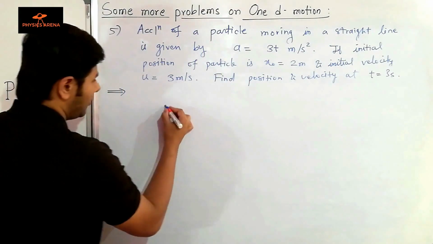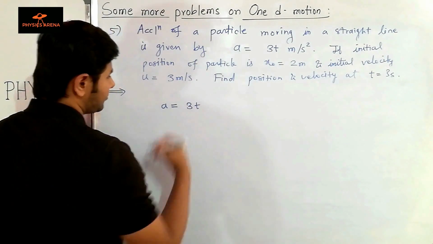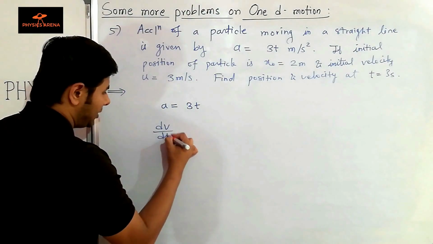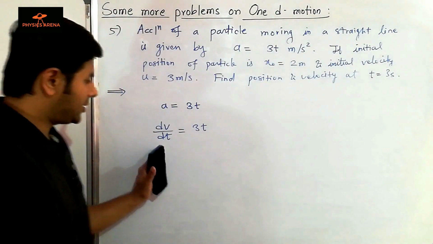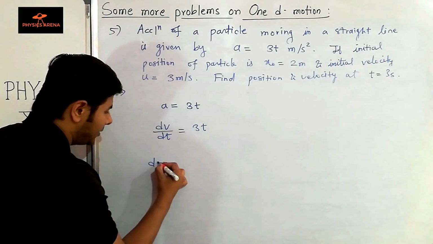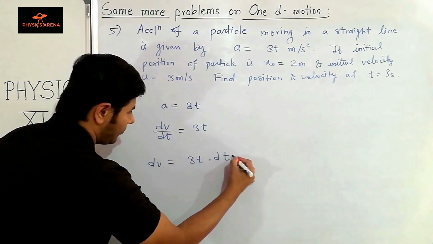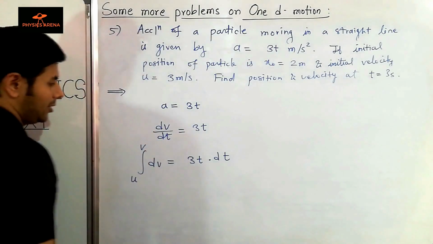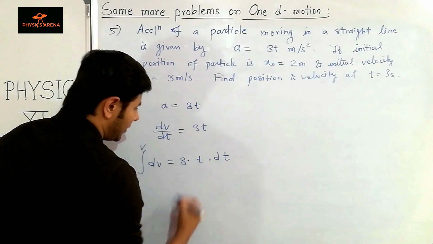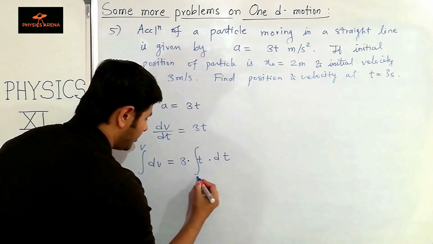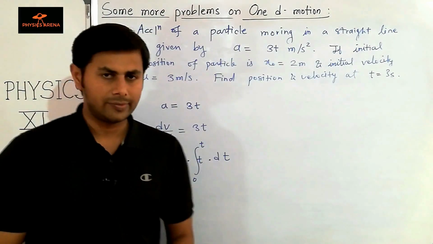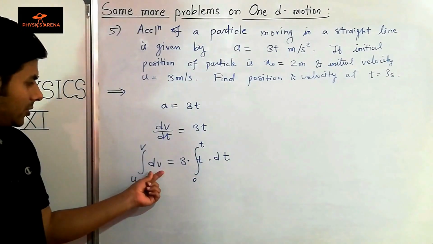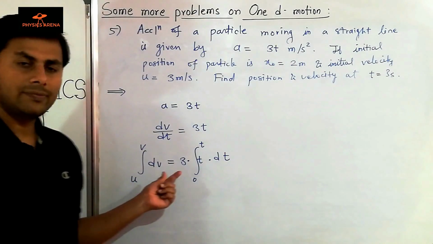So we know the acceleration is equal to 3t meters per second square, and acceleration is given by dv by dt. It is 3t. Let's take dt on the other side. So I can write dv is equal to 3t dt, and let's integrate this. So this integration will be from u to v. This 3 is constant, so I will write it outside the integral. So it is integral of t dt from 0 to t. So the starting time is 0 and this upper limit for time is t. Okay, now we know these integrals. So integral of dv gives me v.